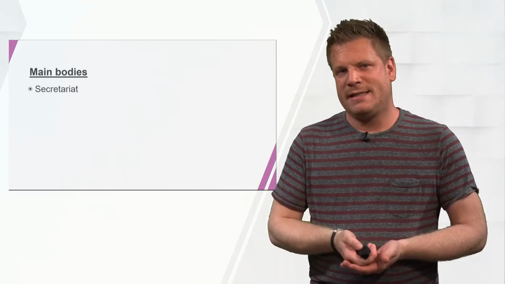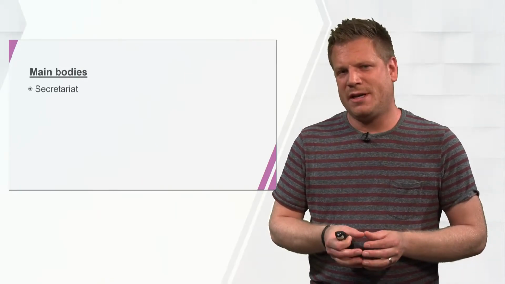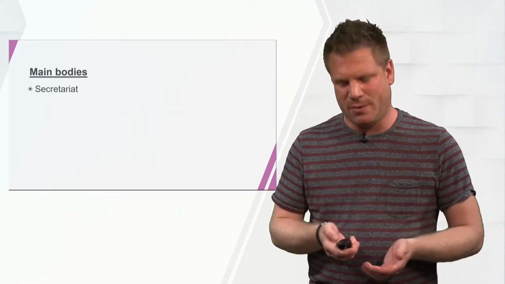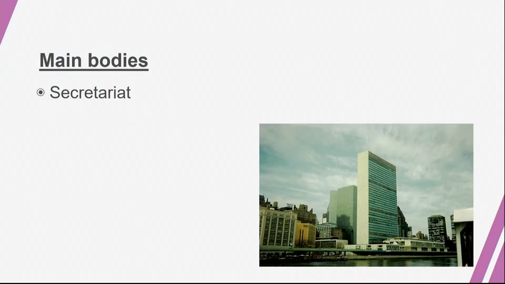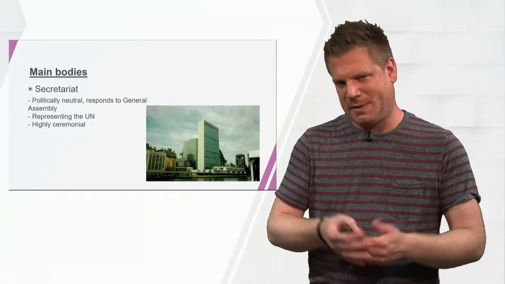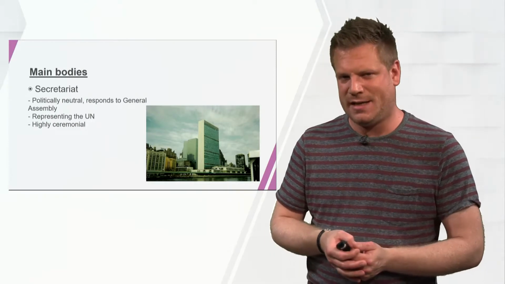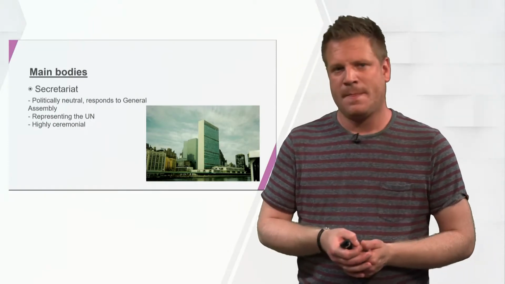Another main body is the Secretariat, and the UN Secretariat is actually the most important managerial body of the United Nations. This is a building in New York, as you can see. In essence, the Secretariat is politically neutral and represents the United Nations as such. So if at some point aliens come down to this planet, then it will probably be the UN Secretary General shaking the hands of the aliens, if the aliens have hands in the first place.